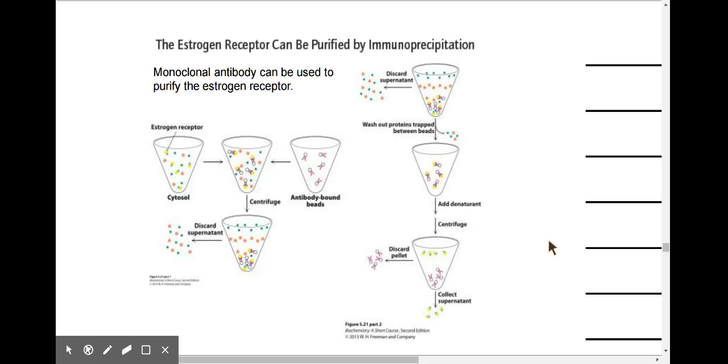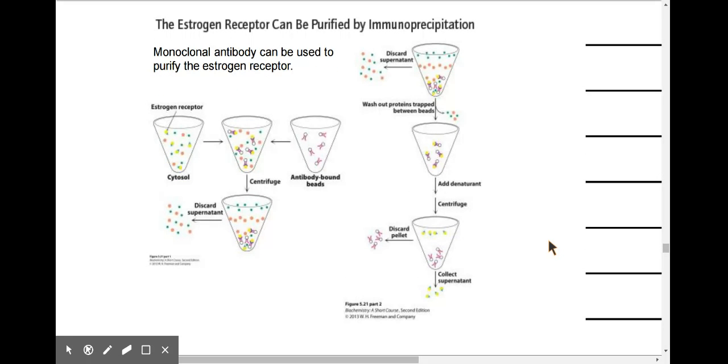And then we discard the supernatant, we save the pellet because that's where our protein of interest is, wash out all of the extra proteins that we don't want here, and then we add denaturant. When we add denaturant, what is that going to do? Disrupt what? The interaction between the antibody and the estrogen receptor. And so what kind of bonding interactions do you think those are? If we're adding denaturant to disrupt the attractive forces between those two components, do you think they're covalently bonded together?